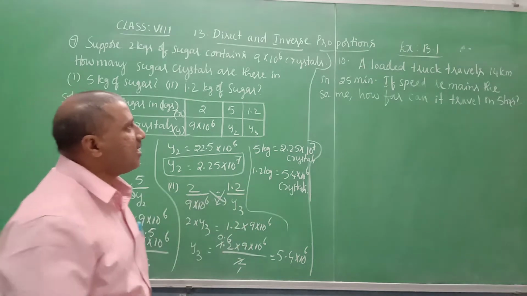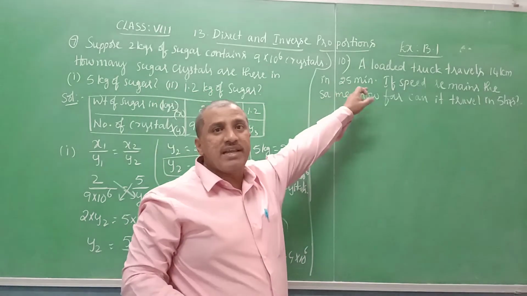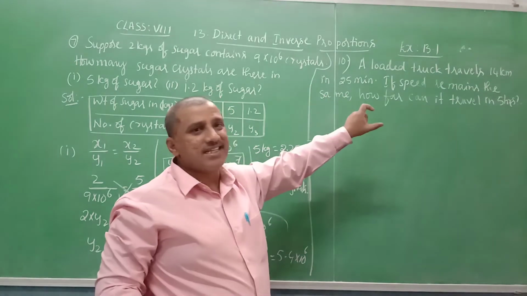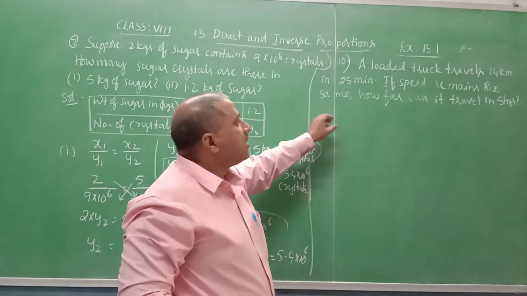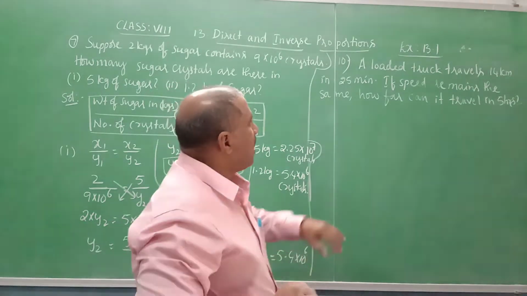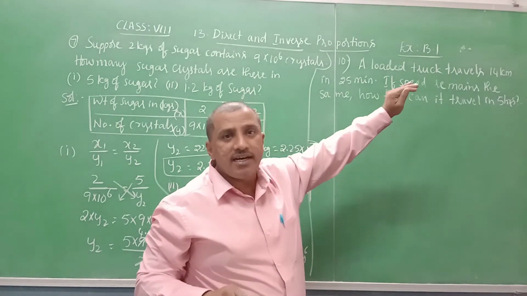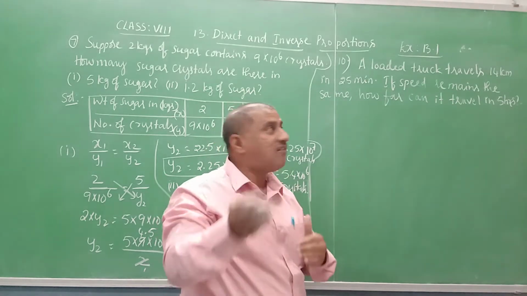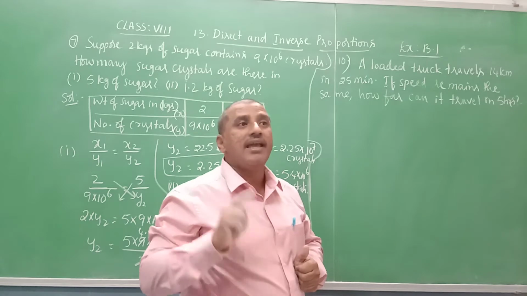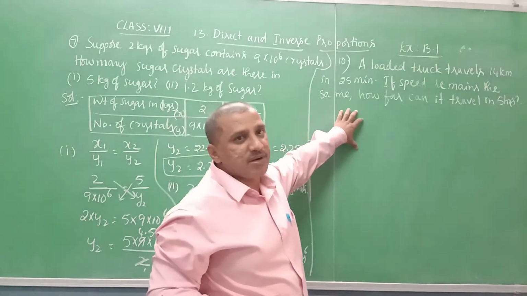Now see the 10th question. A loaded truck travels 14 kilometers in 25 minutes. So how much distance will it cover in 25 minutes? Just 14 kilometers. If the speed remains the same, means it is moving with uniform speed, how far can it travel in 5 hours? In 5 hours, will it travel more than 14 kilometers or less than 14 kilometers? Yes, it is more than 14 kilometers. Means it is in direct proportion.